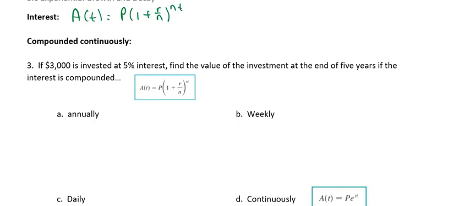So what does this all mean? Well, there's a couple different things that we need to know. The first one is P. P references the principal, which is the starting amount.